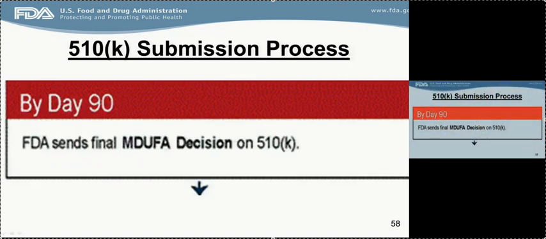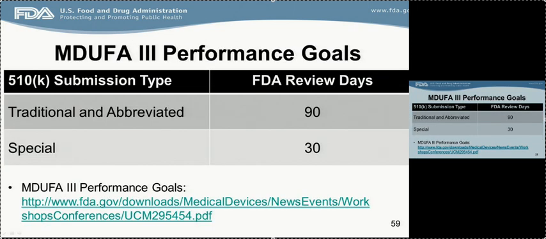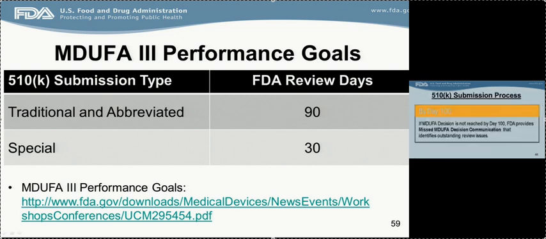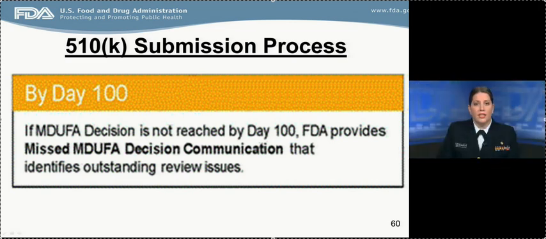So next, by day 90, FDA will hopefully issue a MDUFA decision on your 510K. MDUFA 3 performance goals are 90 FDA review days for a traditional and abbreviated 510K, and for a special, it's 30 days. If you do not receive a MDUFA decision by day 90, the FDA will communicate with you via a missed MDUFA decision communication by day 100. And this communication will outline the outstanding review issues with your 510K.